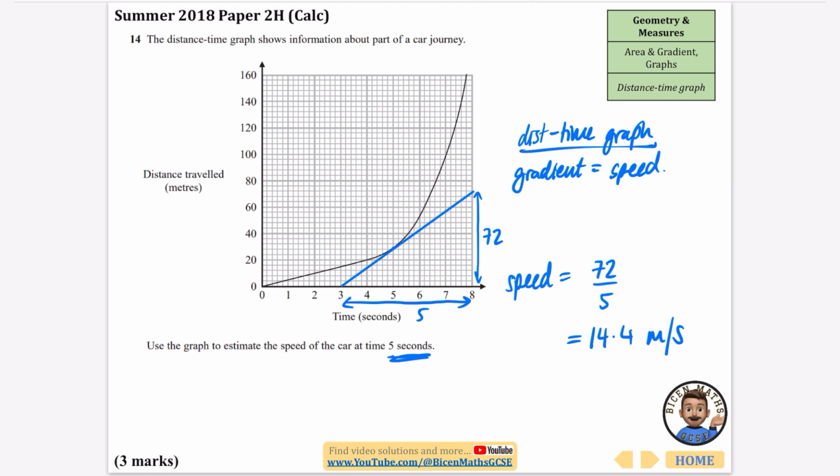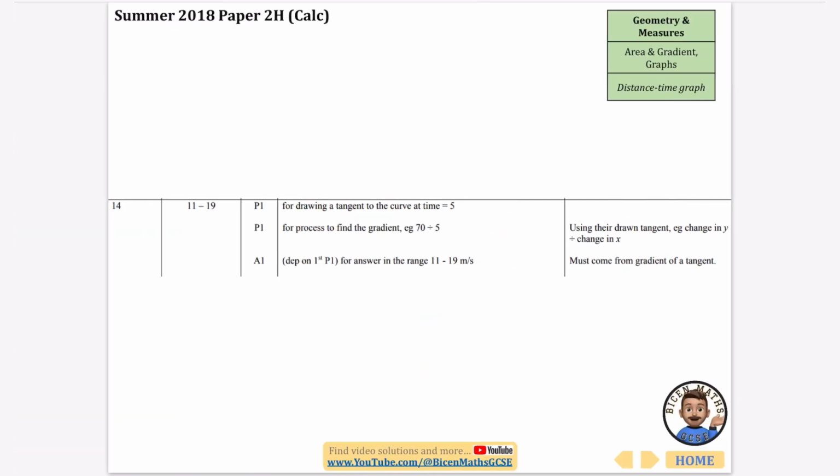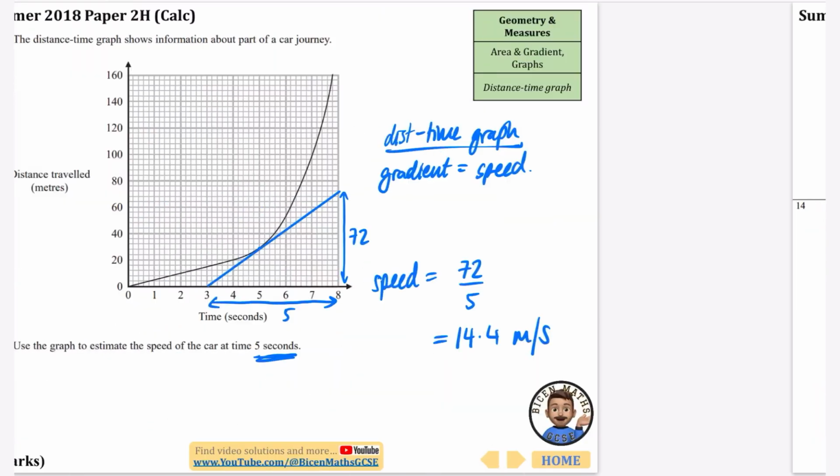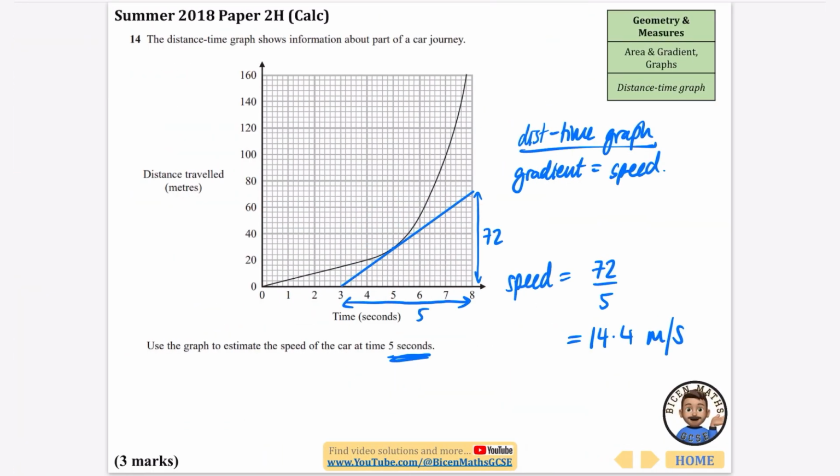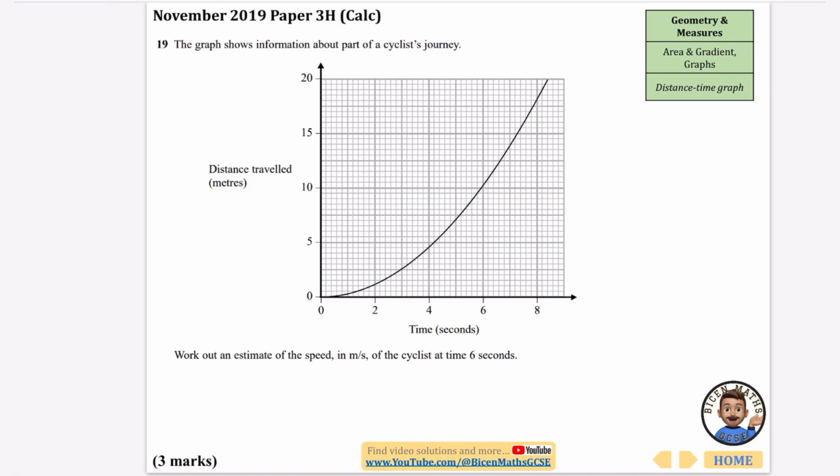Now let's see what we have for the answers here. They will have anything between 11 and 19, and that will really just be depending on how the tangent is being drawn. So as long as you've got your tangent drawn, they're actually going to give you a broad range, but it's only going to let you have that if you get it from the gradient of a tangent. So if you do it in another method and you still get something between 11 and 19, you will only get the mark if you have a tangent drawn on the graph.